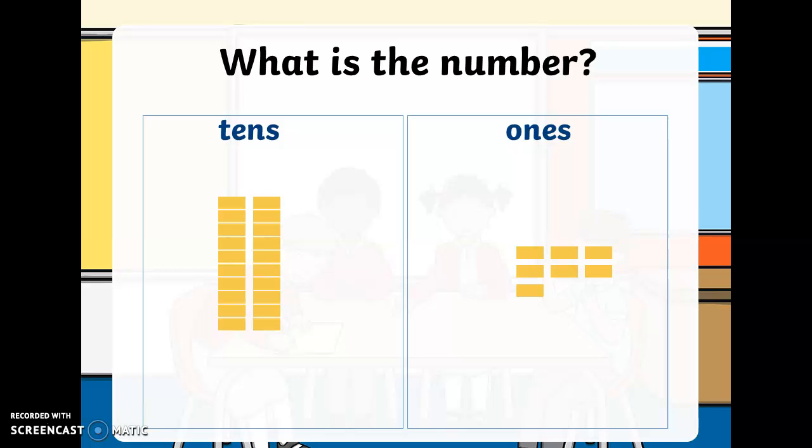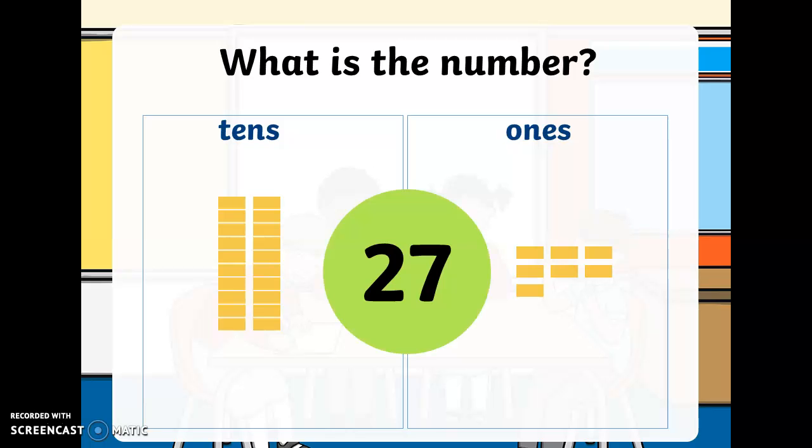What is this number? 27. There are 2 10s and 7 1s. Well done.